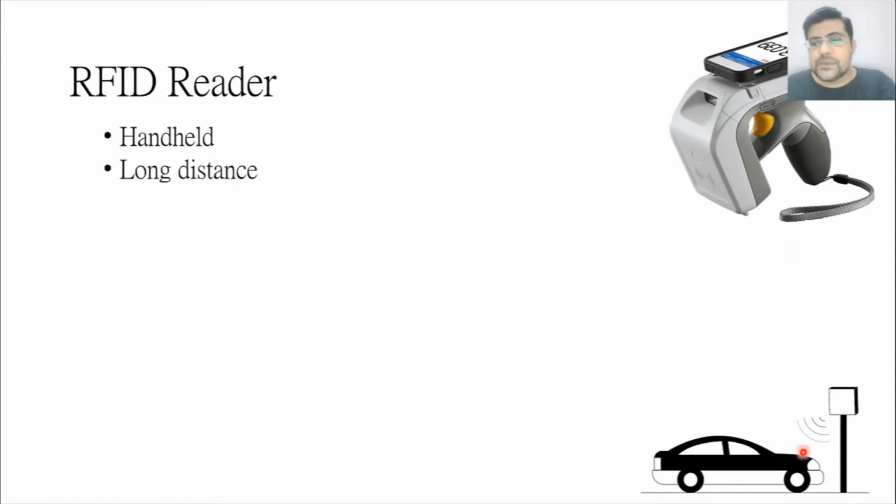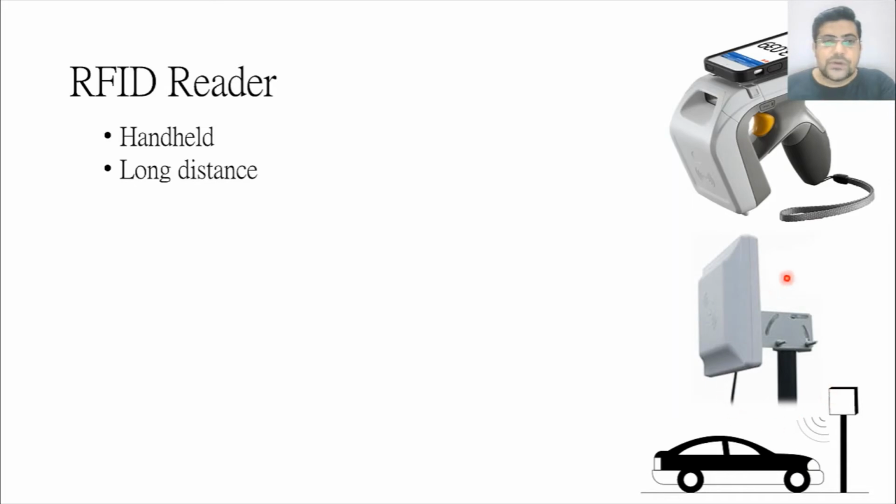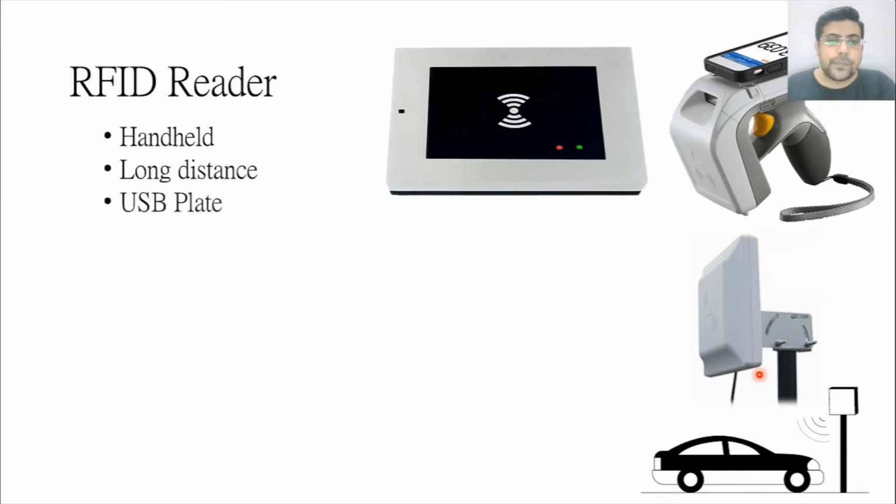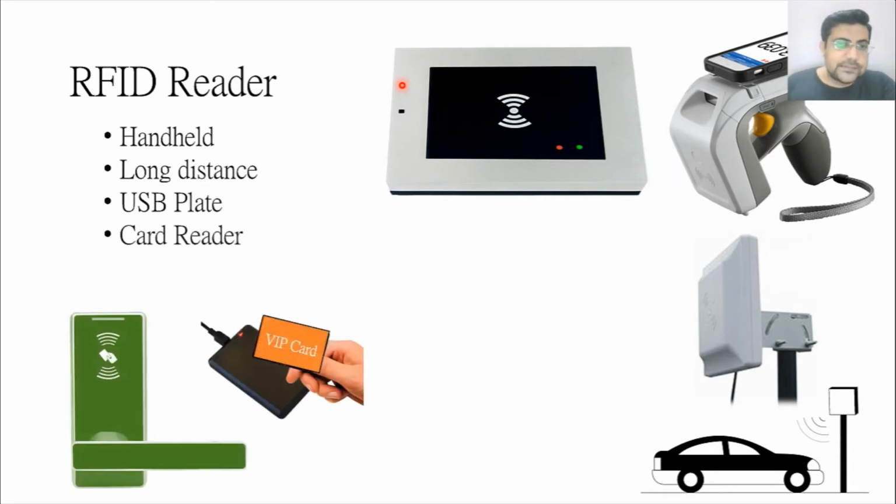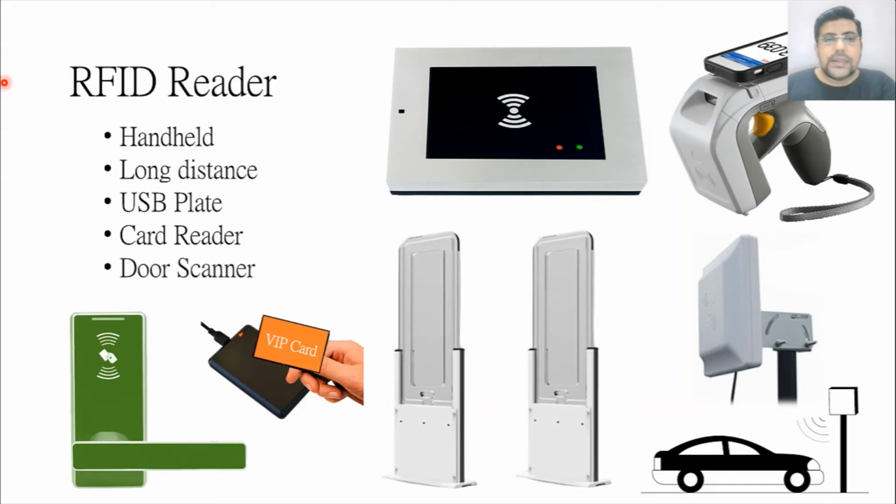Long distance reader, maybe you have seen this reader at a checkpoint. This is the real image of a long distance reader. USB plate, maybe you have seen this USB plate in a library or a departmental store. And then the card reader, as a security card, security gate card or some VIP pass or something like that. And RFID reader is also available as a door scanner, which is the very famous form of RFID reader.